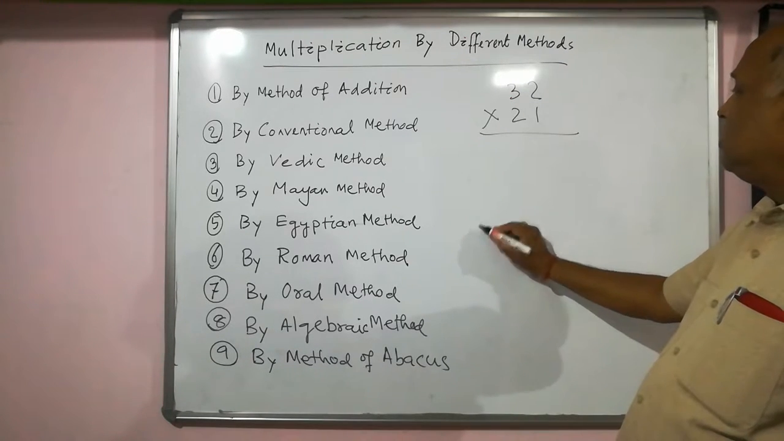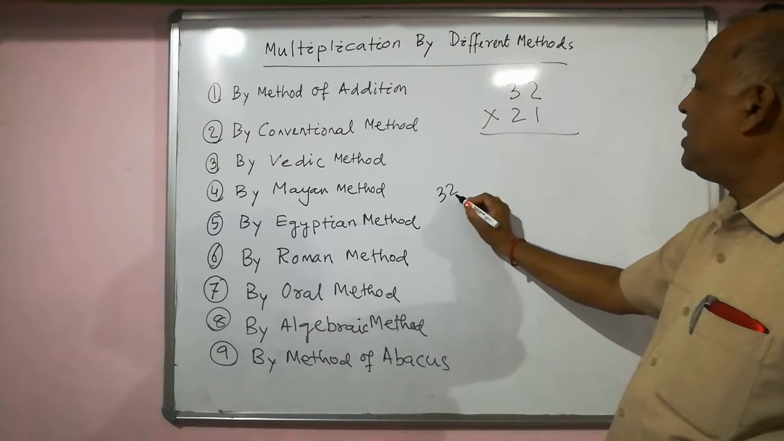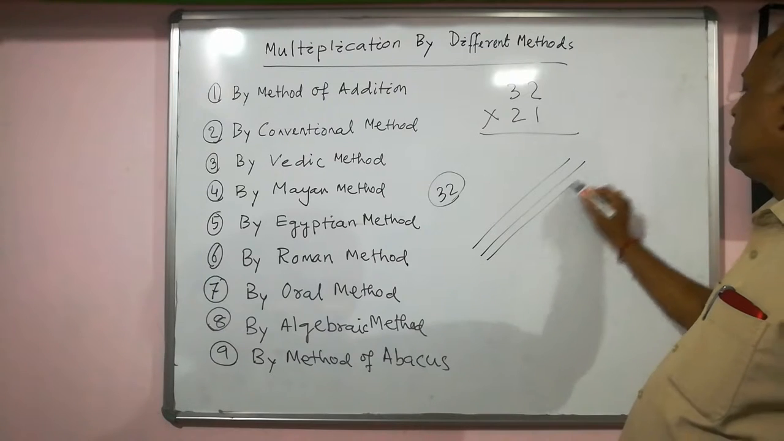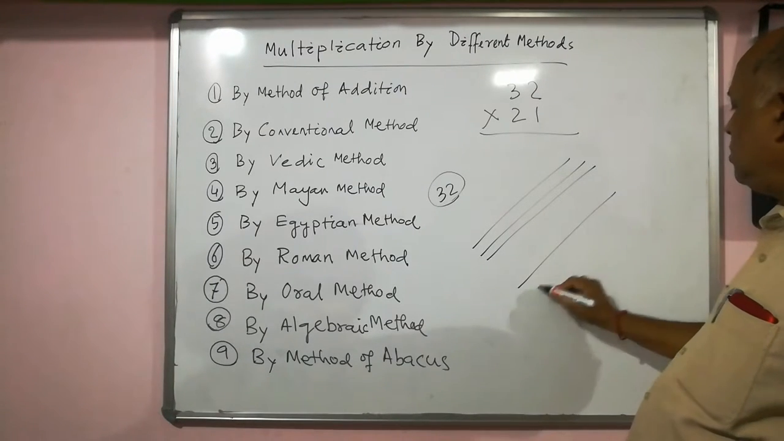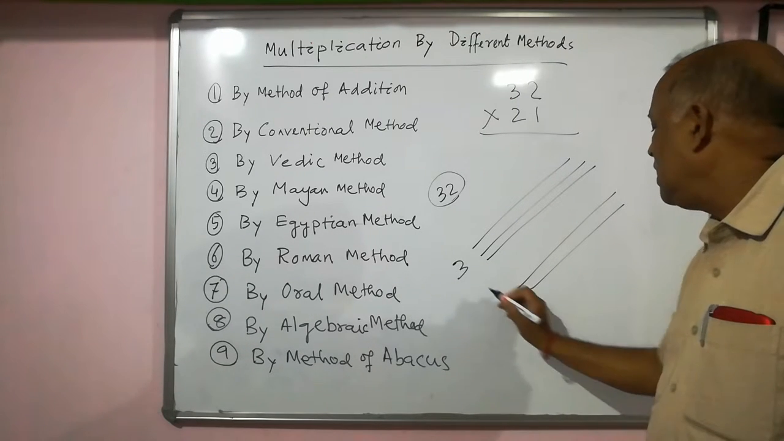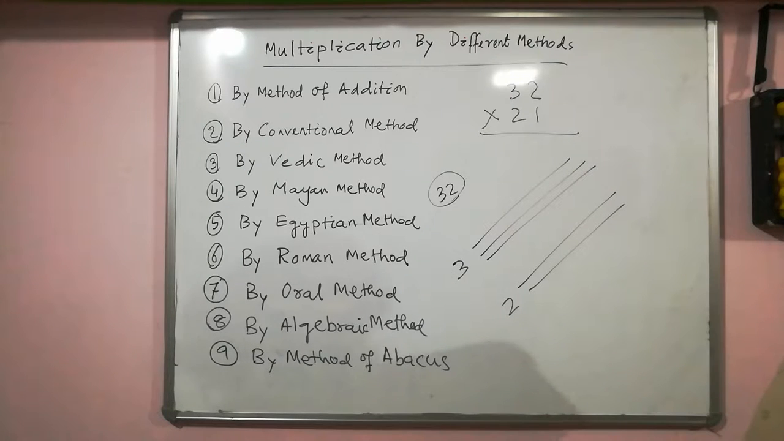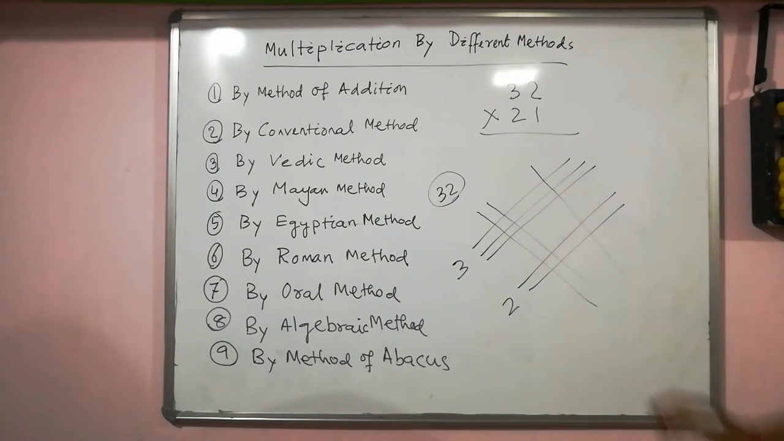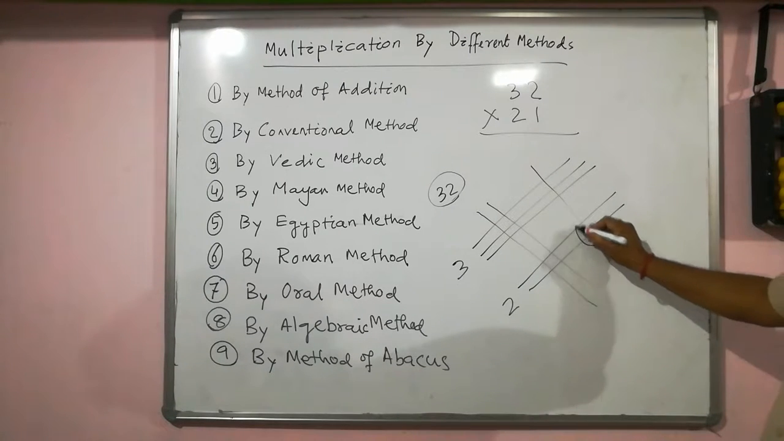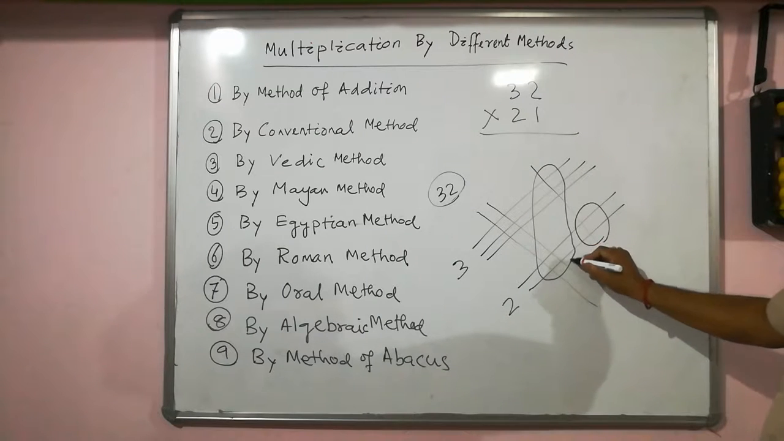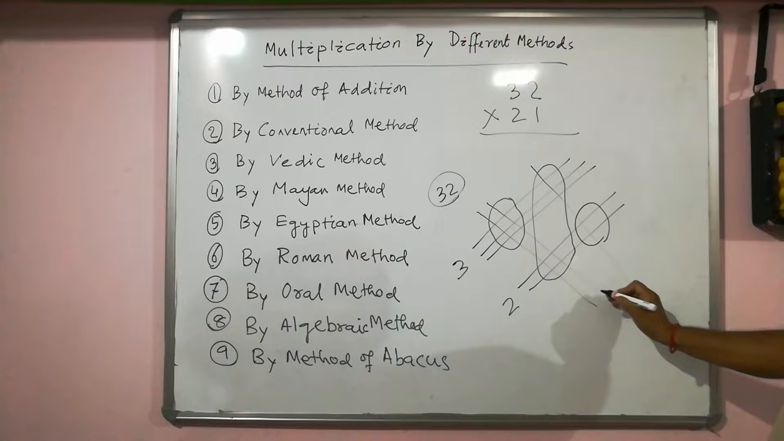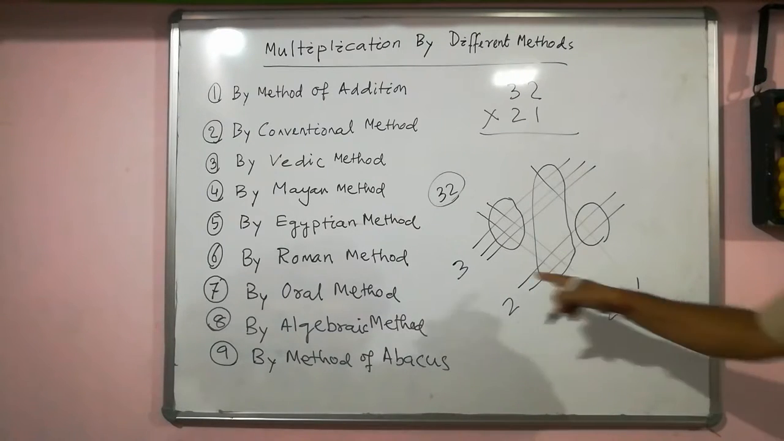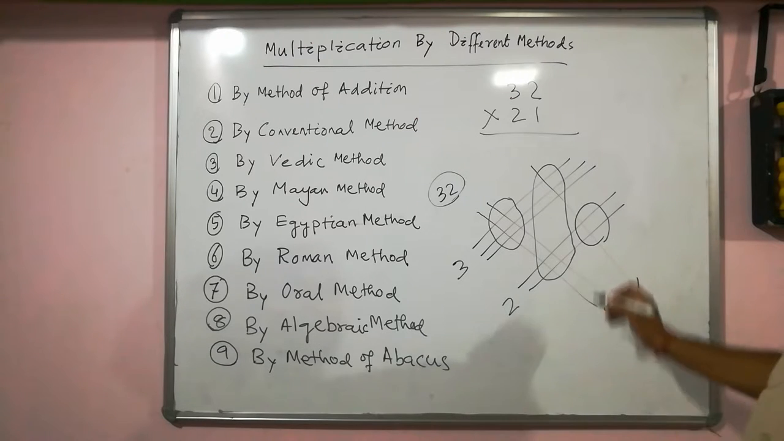32, what do they do? For 32, they first draw it like this: 3 lines, then put some gap here, then 2 lines. This is 32, this is 3, and this is 2. Now we have to multiply by 21, so 21 has to be drawn like this: 2, then 1, separately. So this is 2, this is 1. This is 3, this is 2, and this is 2, this is 1. That is 32 into 21. You see, I separate it.